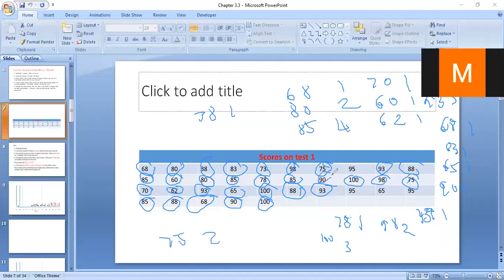And 90, we have 1. And 95, we have 1, 2, 3. And 65, 1. That's it. You count how many people had each score in test 1, and then you make the dot plot.